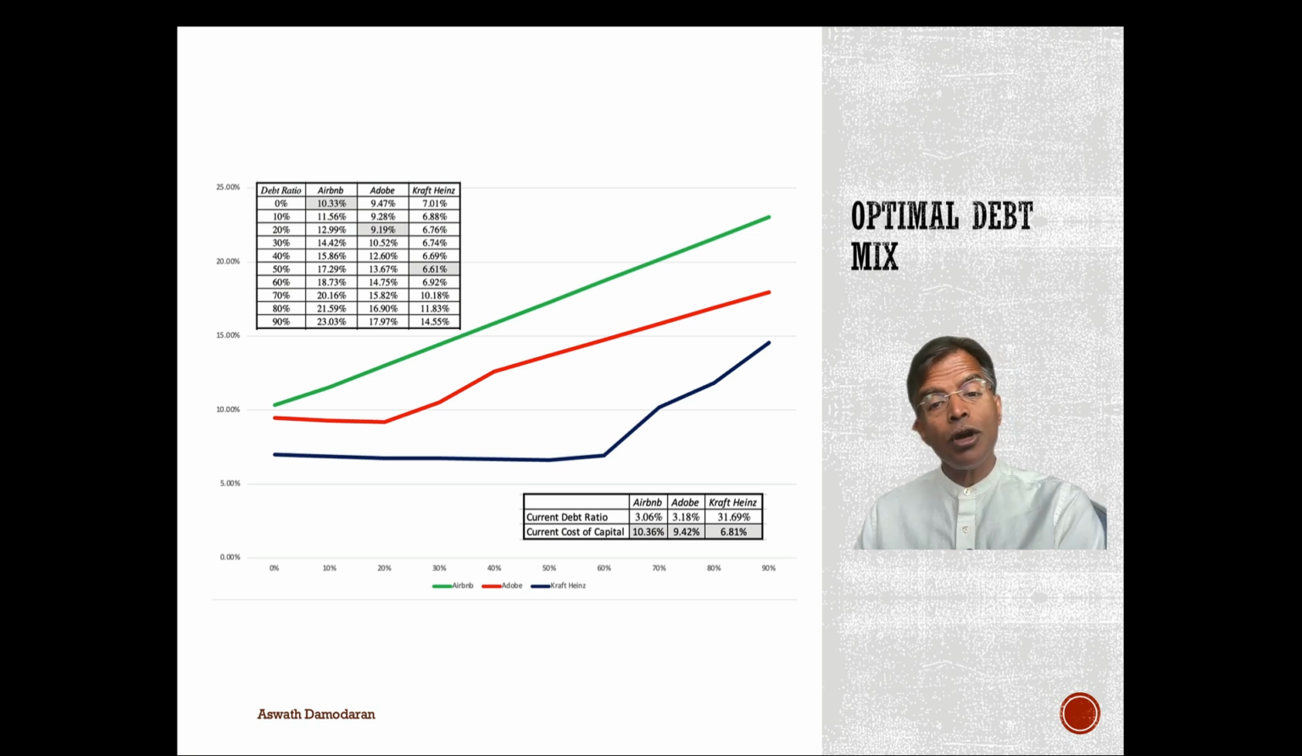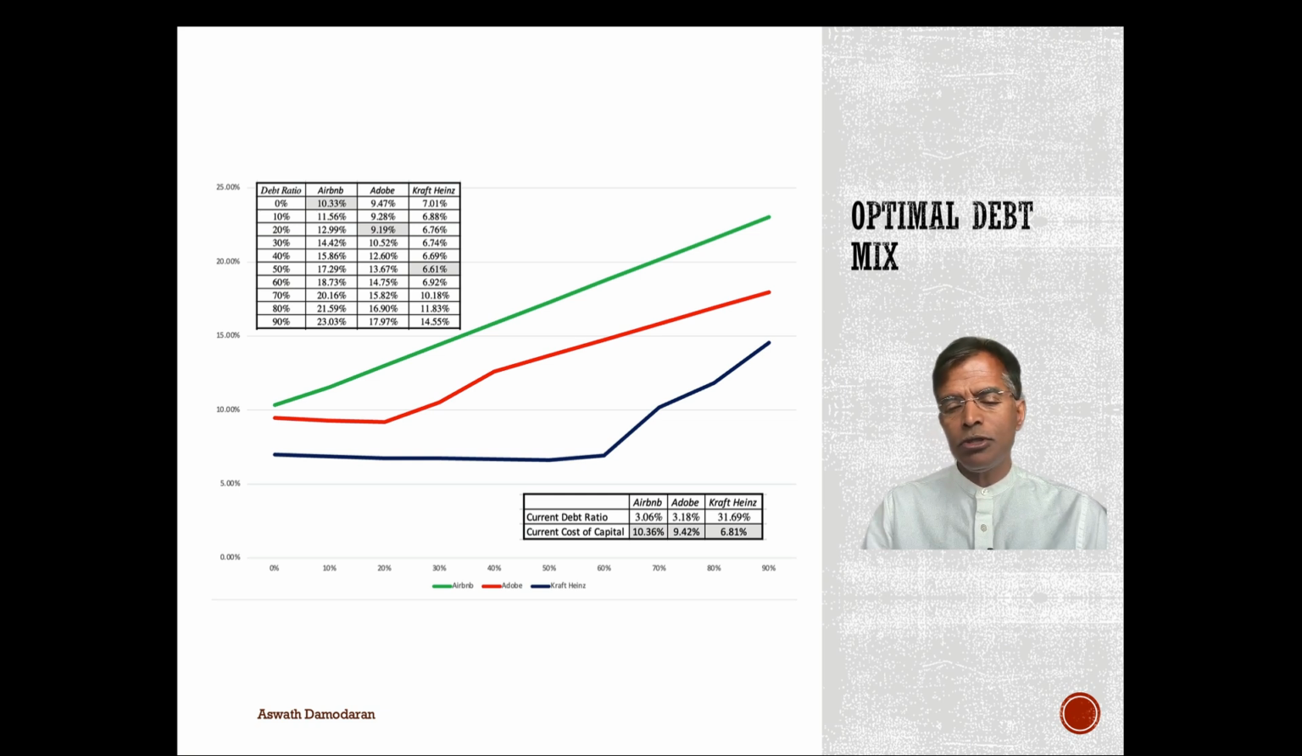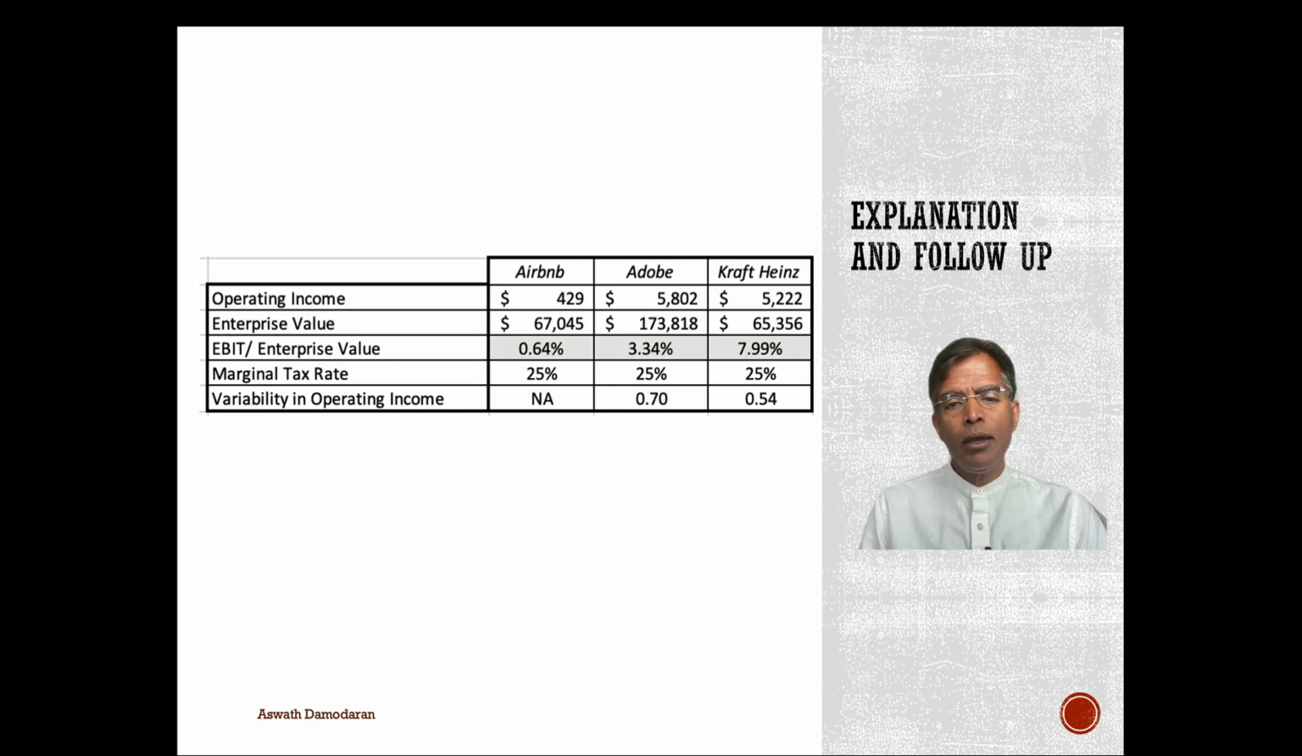And if you look at what's causing these optimals to vary across companies, it's actually very simple. It's how much these companies generate as earnings or as cash flows relative to their market value. Airbnb has an enterprise value of $67 billion, an operating income of $429 million. If you divide the operating income by the enterprise value, it generates an EBIT as a percent of enterprise value of 0.64%. Kraft Heinz at the other extreme has an EBIT as a percent of enterprise value of almost 8%.